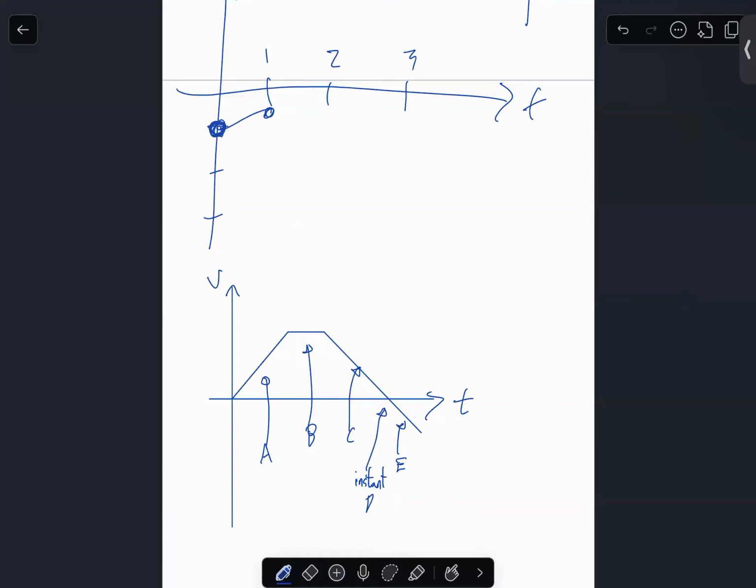I am still moving in the positive direction. My object is moving upward, but my velocity is decreasing. I'm moving upward at a slower and slower speed. I'm moving upward at a slow speed. I'm moving downward at an increasing speed.